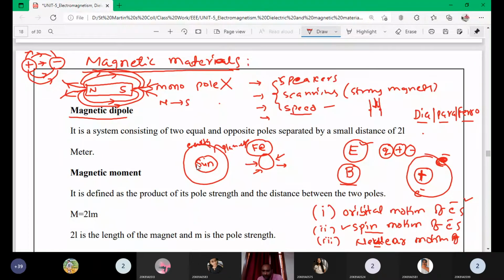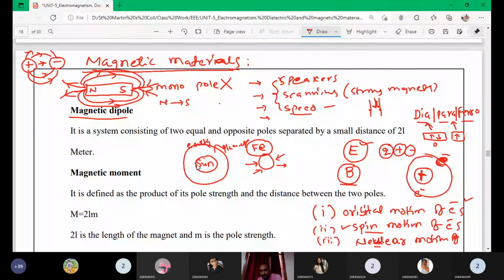So here, suppose you take any atom. If the electrons are completely filled, here spin is zero, so that acts as a diamagnetic material. Suppose some are partially filled. If it is partially filled, that will show as a paramagnetic material.